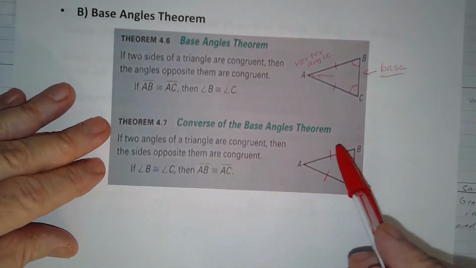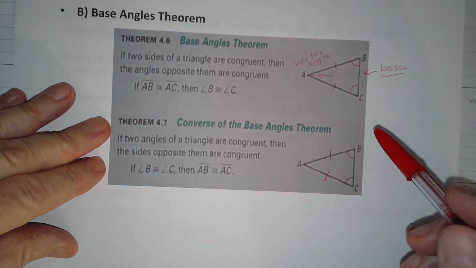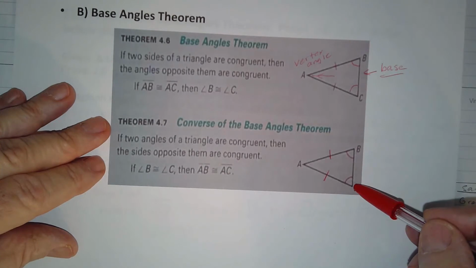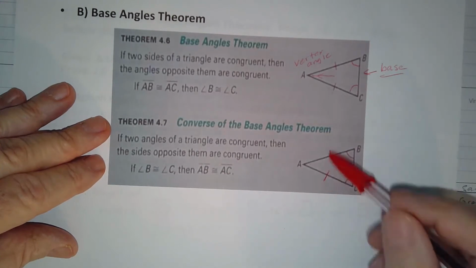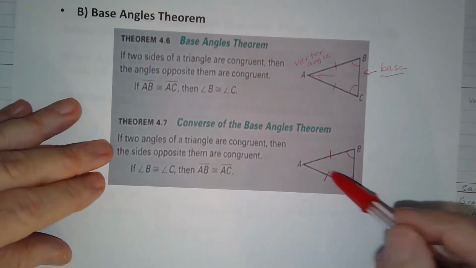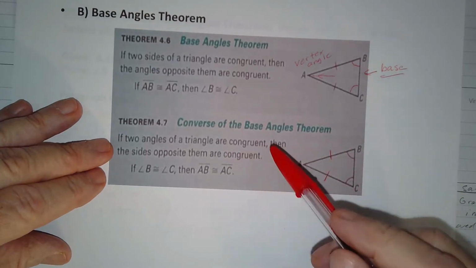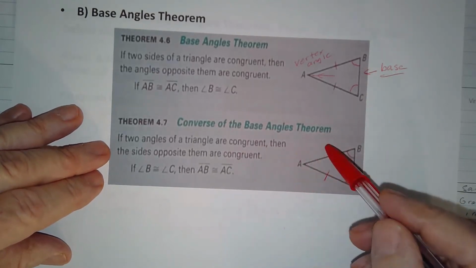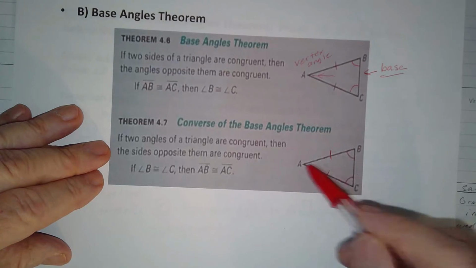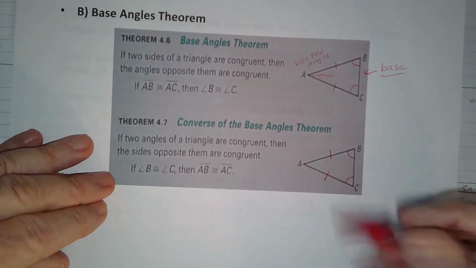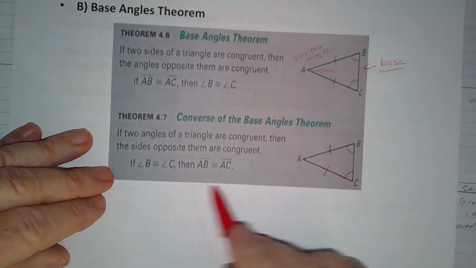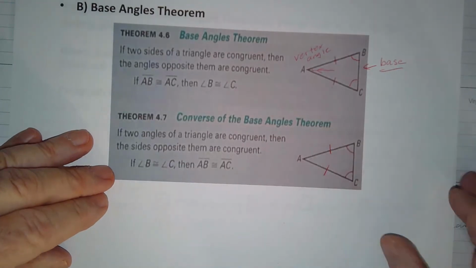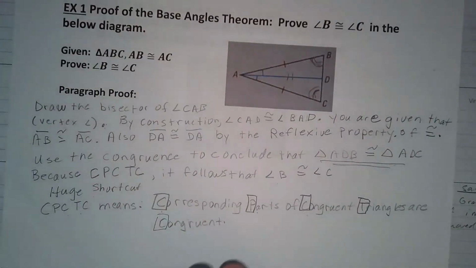The converse of the base angles theorem is you could start out with the angles and conclude that the legs are congruent. So if two angles of a triangle are congruent, then the sides opposite them, these sides AB and AC, are congruent. And so I marked them that way. And here is the statement that says that.